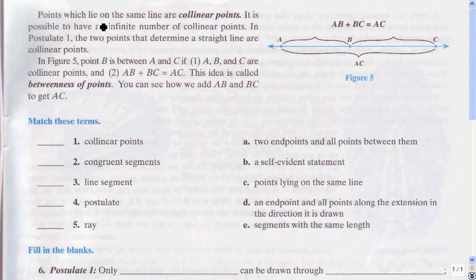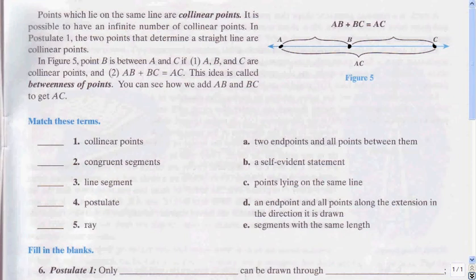Points which lie on the same line are collinear points because they're on the same line, so they're collinear. They're friends. They've got something in common, and that thing that they have in common is that they're all on the same line. So we call them collinear points.